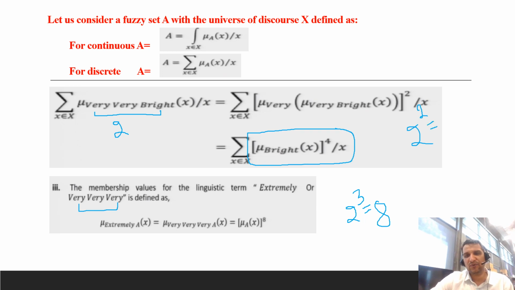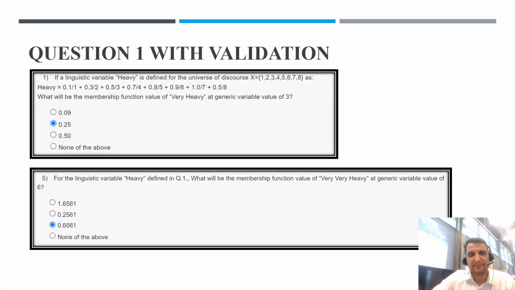So we have to calculate this one. In this case, membership of very heavy is 3 times. So this is the basic concept. This is the universe of discourse which is given to us, and this is the fuzzy set which is represented by heavy.